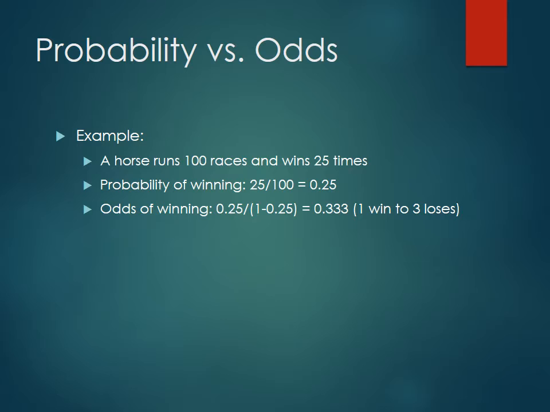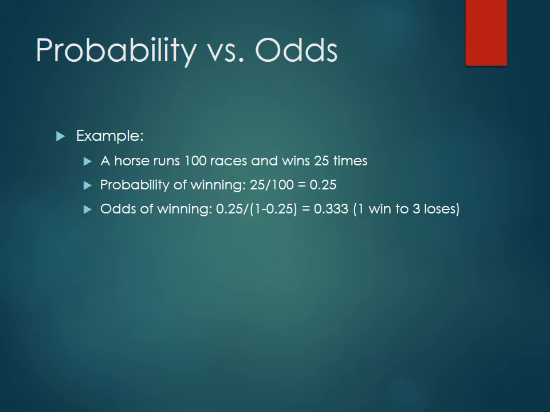On the other hand, the odds of that horse winning is going to be the total number of times that the horse won divided by 1 minus that, or basically the number of times the horse did not win. So in this case, it would be 25 divided by 75. So the horse won 25 times, did not win 75 times, so it would be 25 over 75, which would end up being 0.33.